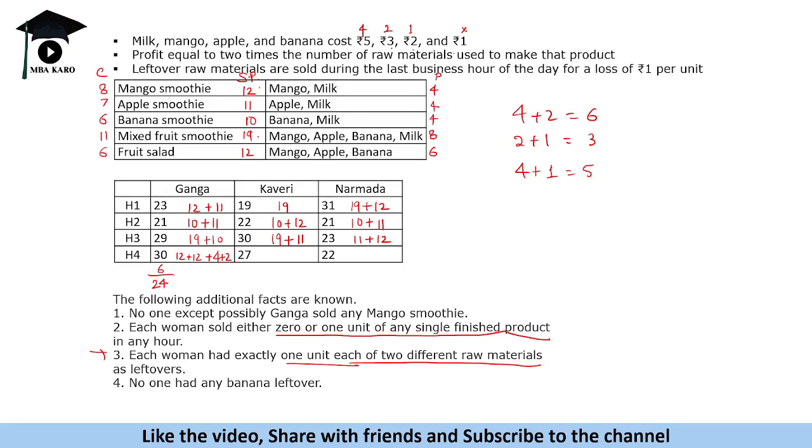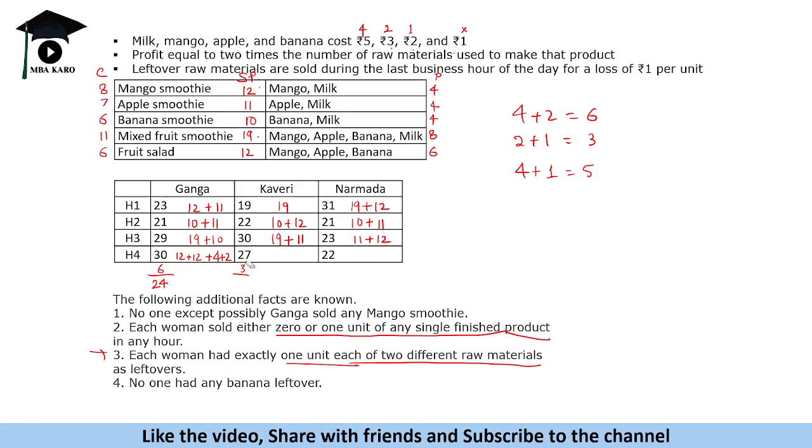Now coming to Kaveri. Now same process we will apply here. If we subtract 3, we will get 24, right? Is 24 possible or not? See this. The interesting catch here is that if we make 12 plus 12, 24, it says that no one except Ganga sold any mango smoothie. So we cannot have 24 here. It is possible in Ganga's case because Ganga can sell mango smoothie. So we cannot make 12 plus 12 here.